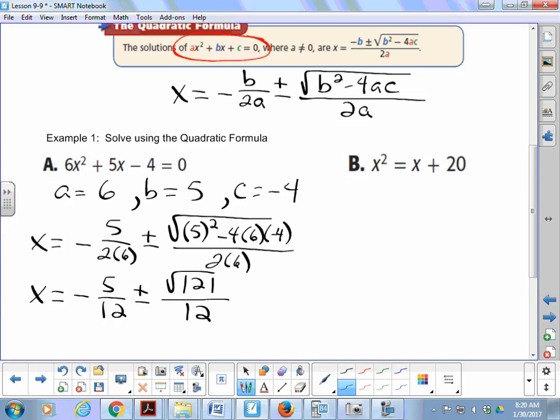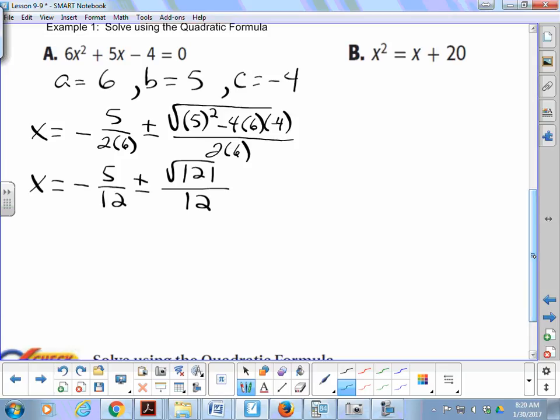All right, so we get the square root of 121 over 12. So the question is, is 121 a square? Okay, it is. So we get x equals negative 5/12 plus or minus 11 over 12. So we're going to do negative 5 plus 11 and negative 5 minus 11 over 12. So we get 6 over 12 and negative 16 over 12.